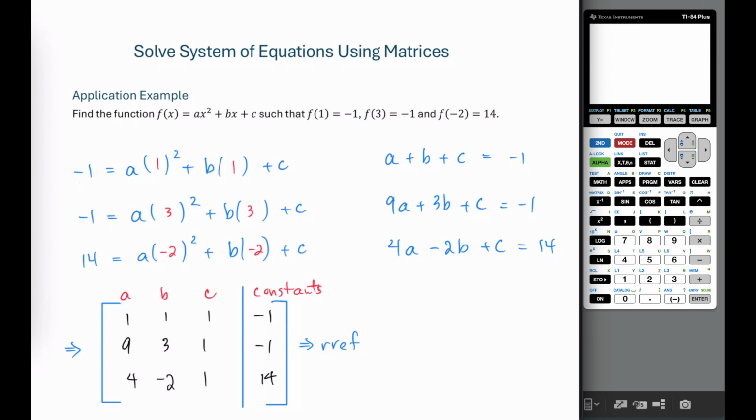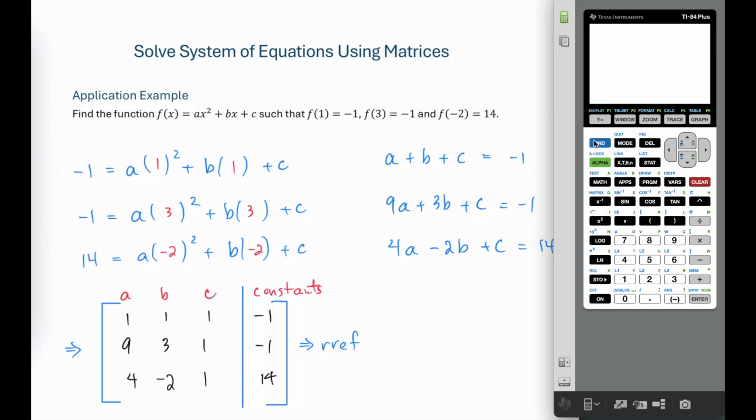Now we want to put this into our calculator and convert it into reduced row echelon form. So we select second, and then the matrix button is in blue above the reciprocal button.